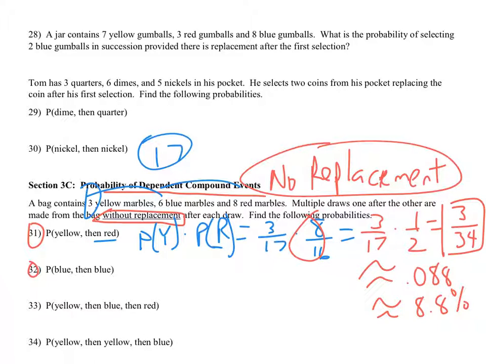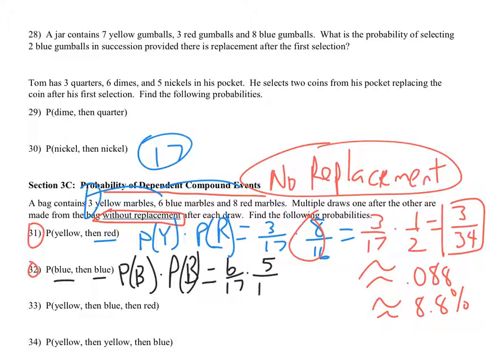Now, if I go down to 32, it's a blue followed by another blue. So I'm going to take the probability of blue times the probability of blue without replacement again. So what does that mean? Probability of blue, well, there are 6 blues out of 17. I took out a blue on the first one. Now on my second one, that means there are only 5 blues left, and there is also only 16 total marbles in the bag, so it's 5 over 16.